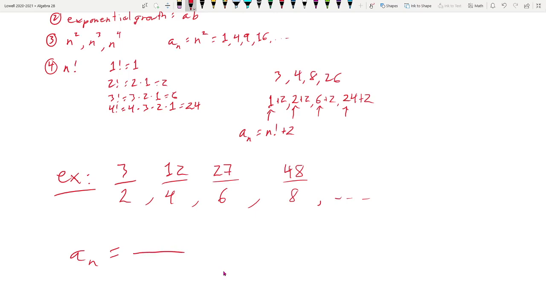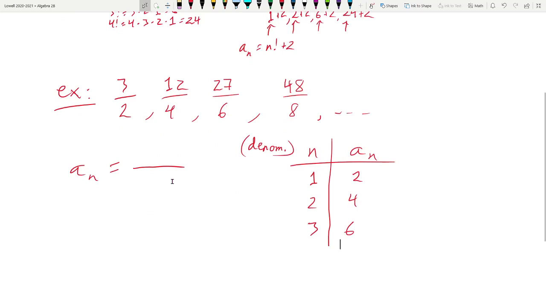Okay, and it often helps also to create a table. So let's pretend that I don't see the obvious pattern here. If I look at the denominator, I have n and an a sub n. The first term corresponds to a sub 1, unless otherwise stated. The denominator is 2. In the second term, my denominator is 4. My third one, denominator is 6. And then 8.